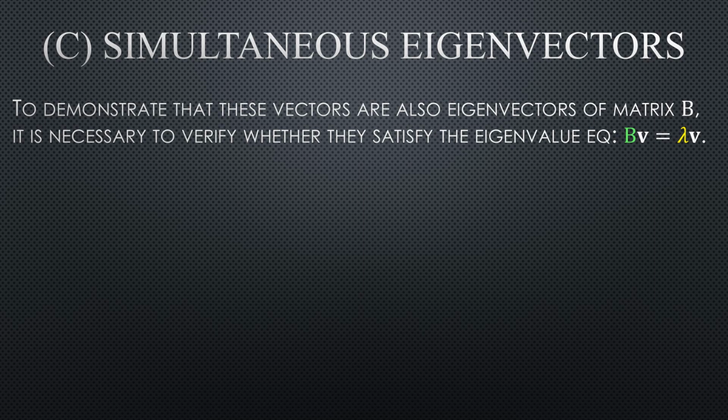Moving on to C, this is probably the most insightful part of this problem, since we've seen eigenvectors and eigenvalues before. Now we get to see why they're important. To demonstrate that these vectors are eigenvectors of matrix B, it is necessary to verify whether they satisfy the eigenvalue equation, meaning that I take B, multiply it by some arbitrary vector, and I get out a scalar of that same vector. In this case, the vectors are arbitrary with respect to B right now, but we found them from the eigenvectors of A.